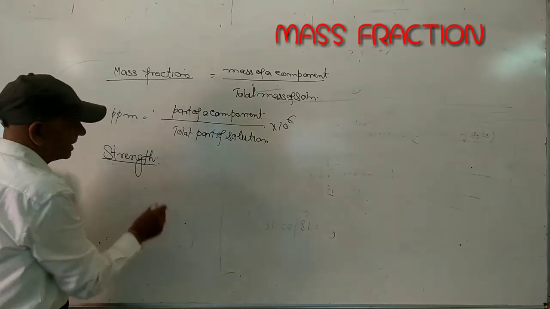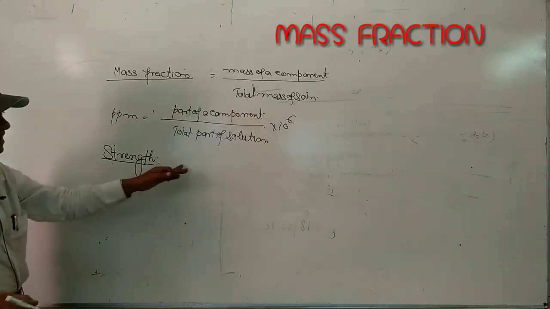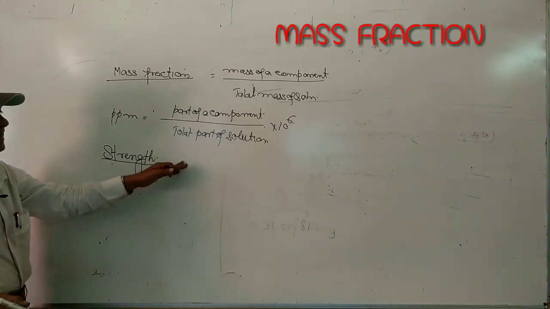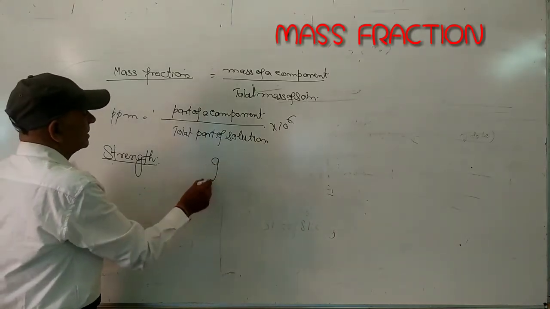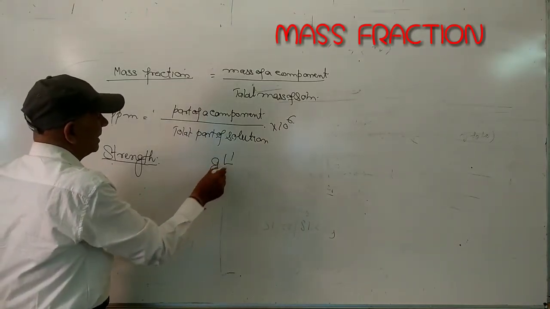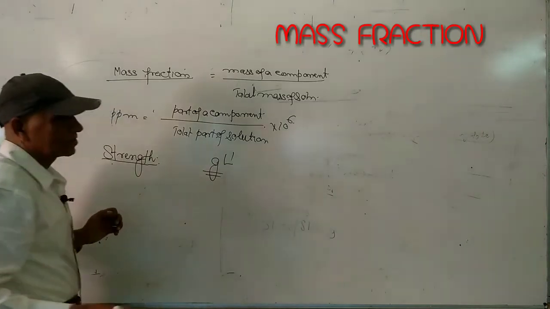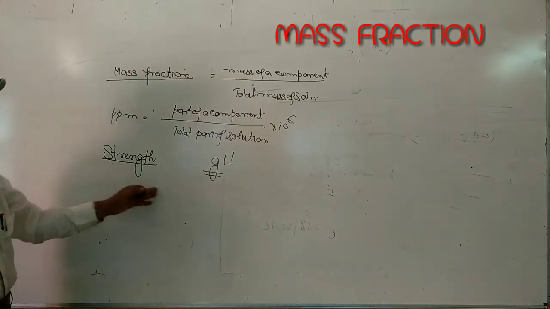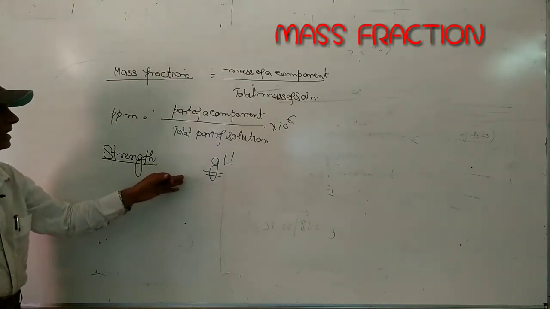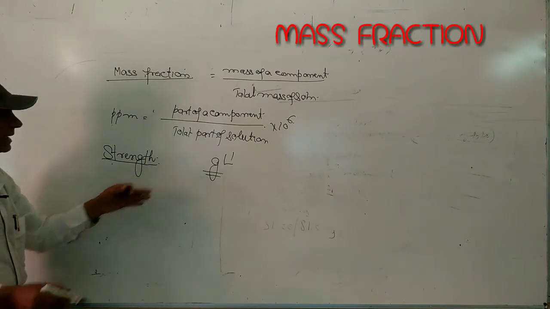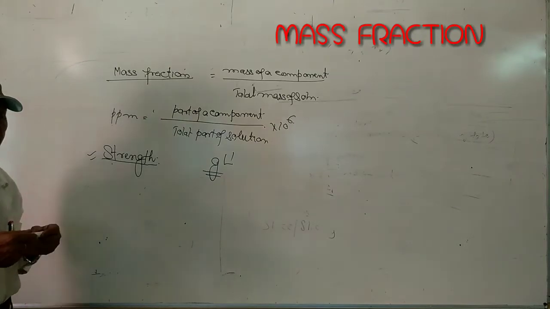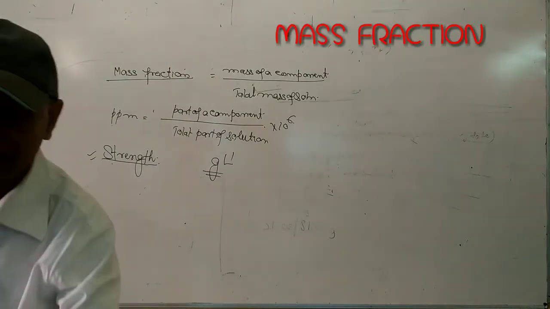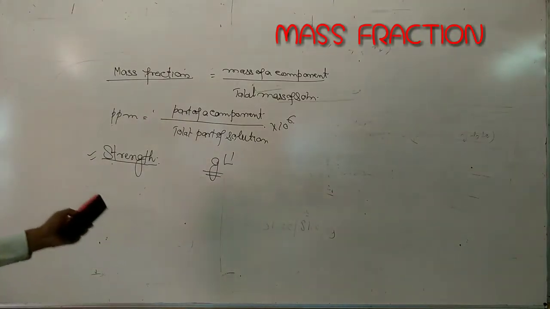In other words, strength. Strength means the amount of the substance in grams present in 1 liter of the solution. So that is expressed by gram per liter. So the strength of the component present per liter of the solution is called gram per liter and known as the strength. So these are the different ways to express the concentration of a solution.